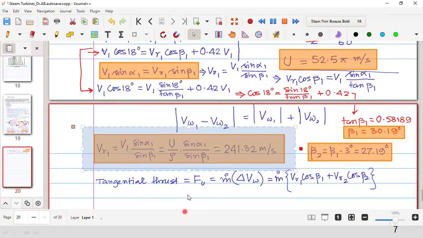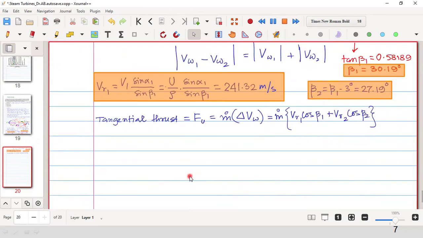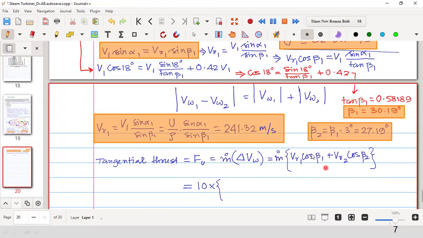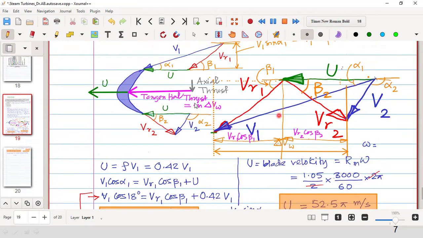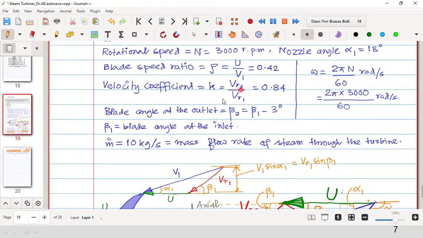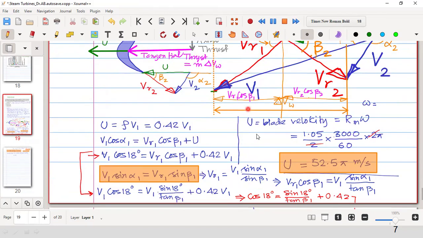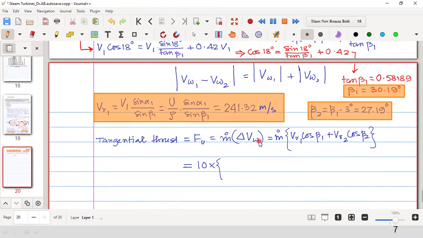Next, so therefore axial thrust is equal to, Fu is equal to mass flow rate, which is known, 10 kg per second, multiplied by... now you see that I need not calculate VR2 here, because I know VR1, and I know the ratio of VR2 and VR1. So that can be easily calculated here.